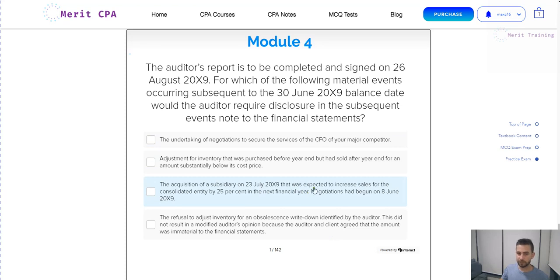So far so good. So this was expected to increase sales for the consolidated entity by 25% in the next financial year. Negotiation had begun on 8th of June 2019. So the question is, did this exist at the time of the balance date? So let's apply the flowchart to this again.